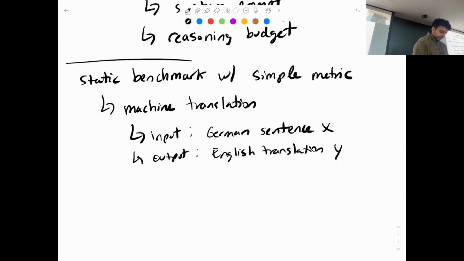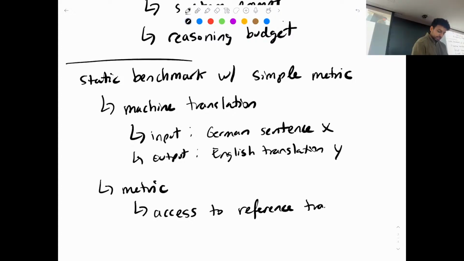So the important thing that I want to talk about here is regarding the metric. In machine translation, we generally assume access to a reference translation.